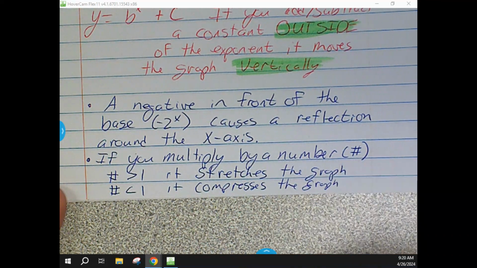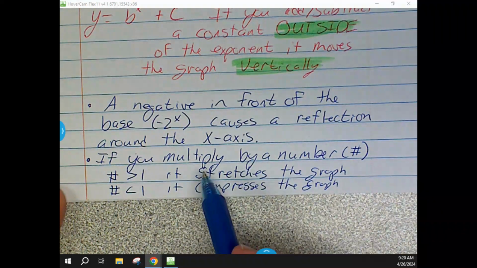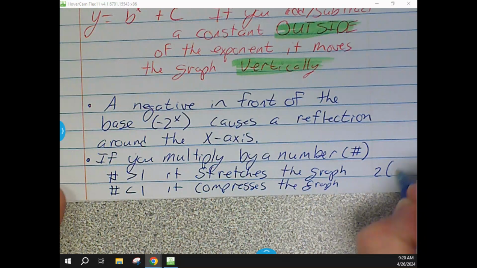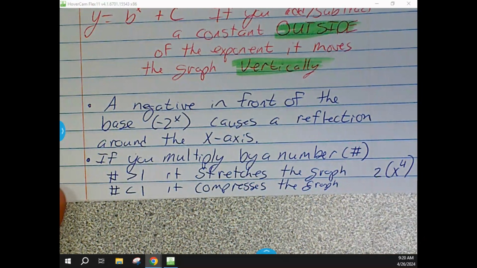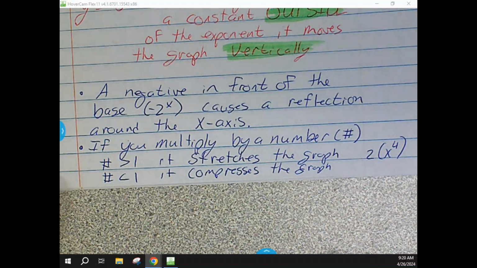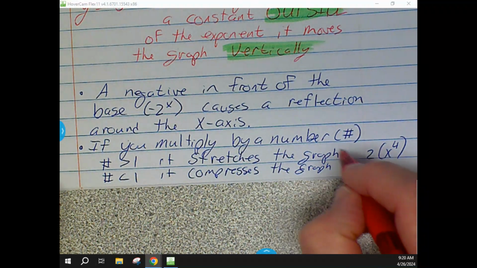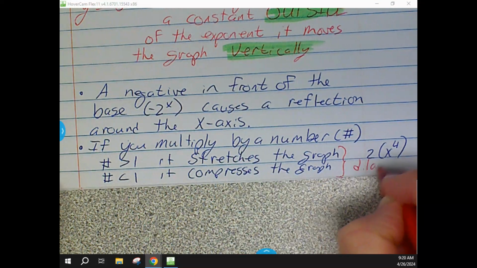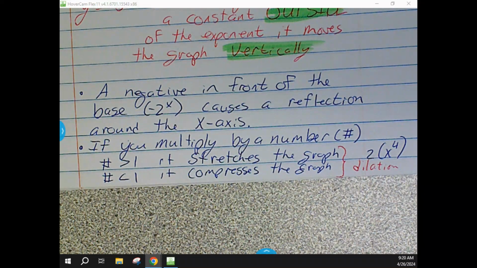And multiplying which part, the exponent or the base? If you're multiplying in that case, a constant would be out front. So it'd be like 2 times x to the 4th power or something like that. So in this case, we're talking about a number that's out front. Again, whether you stretch it or compress it, for those of you going into pre-cal, it's still a dilation. So it doesn't matter, stretch or compress.